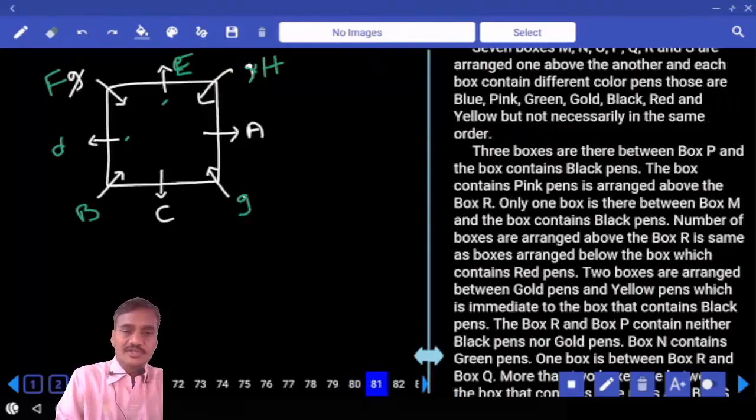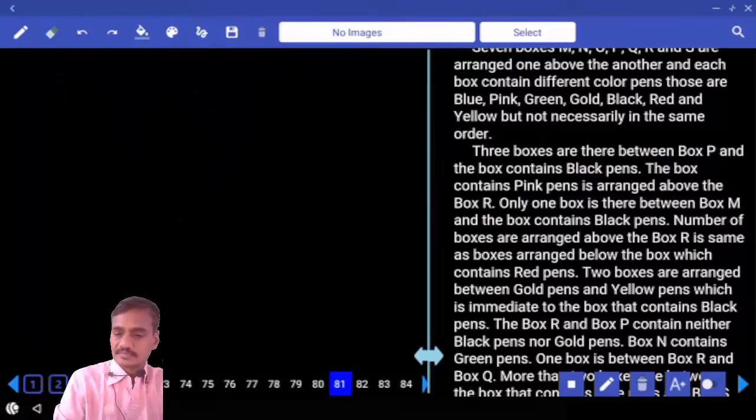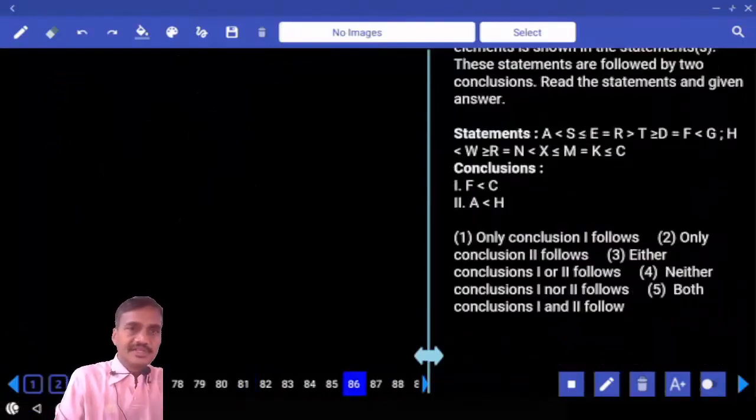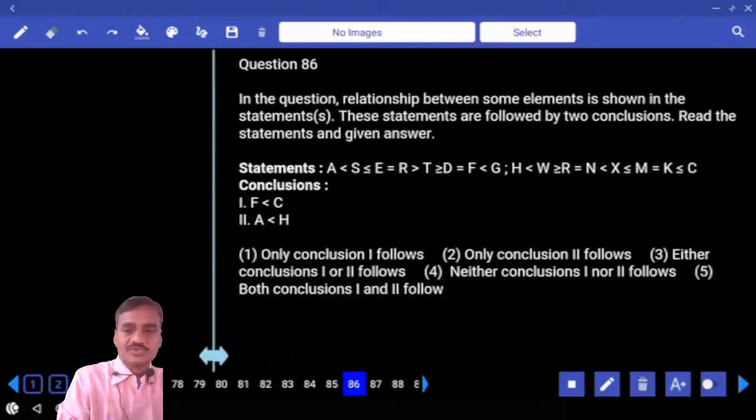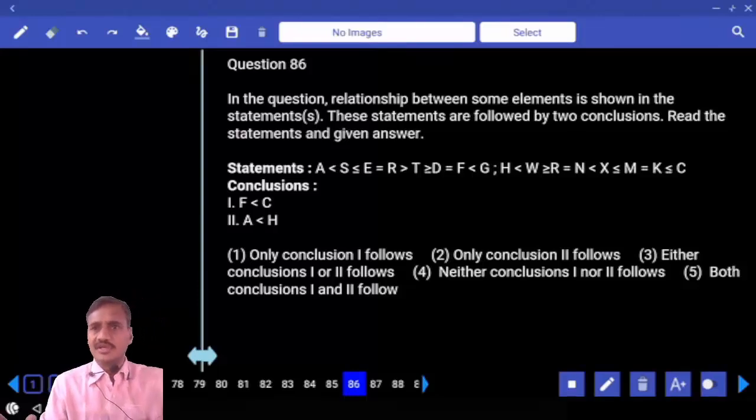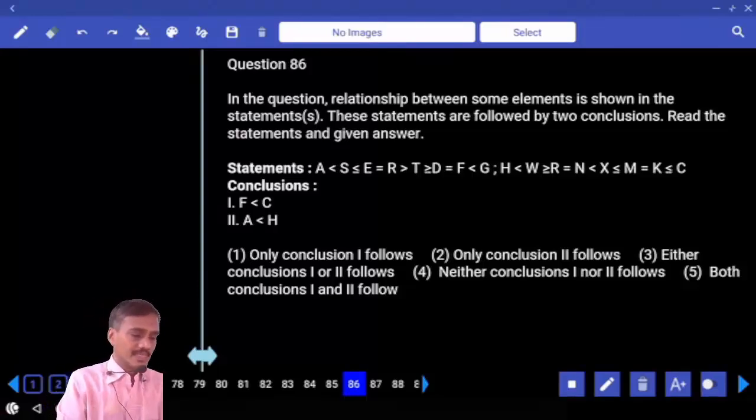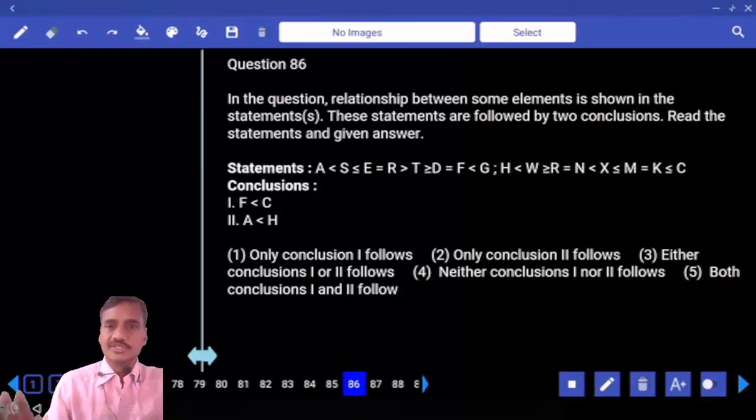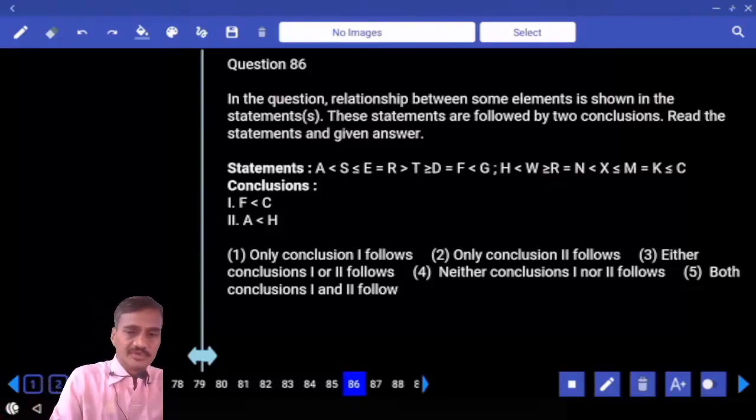Then 81 to 85, and 86 to 90. Then 81 to 85 are boxes. Boxes should always be the second priority. Second priority is in fact the last priority. Then question numbers 86 to 90. Till now we haven't left any questions. So if we do the easy ones first from here, it would be very comfortable for you.